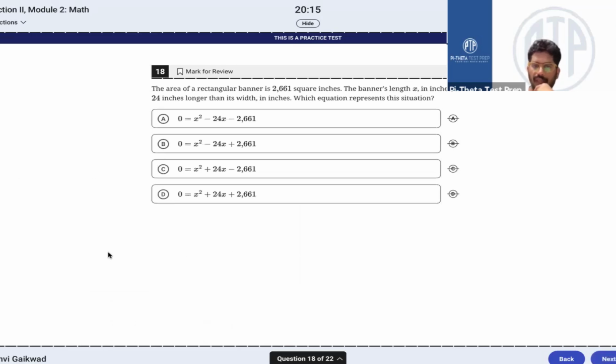Going to the next question here, the area of a rectangular banner is 2661 square inches, and the area of the rectangle. So area of rectangle, right? Area of rectangle is our length into width. That is telling the banner length is 24 inches longer, right? So banner length is 24 inches longer than width. Okay, length is 24 inches longer than width. So width will be lesser. That is L minus 24.